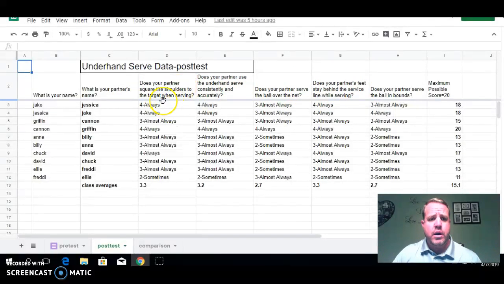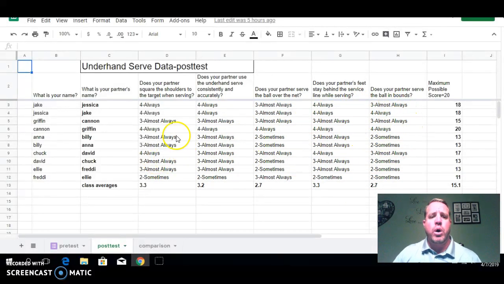You'll see 4 always is the best, 1 is not as good, it's the least, okay? 4 means always, 3 almost always, 2 means sometimes, and 1 means rarely. And if you look at my 10 students in each one of the columns, you'll notice that there are no 1s. All of the students improved.